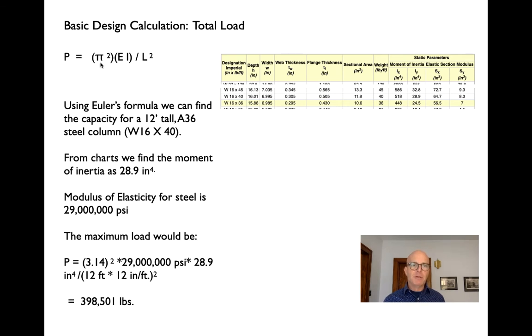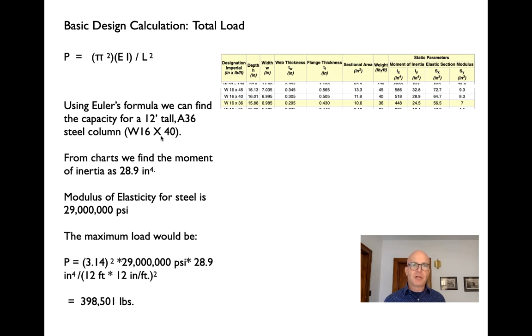And when we run Euler's formula, we square pi, that's just a constant. Here is steel's modulus of elasticity. Here is steel's moment of inertia. And then we have the length on the bottom. And notice that we're converting it from feet into inches. And what we find is that a 12-foot tall column can handle a load of almost 400,000 pounds before it starts to buckle. That's a pretty high load, right?